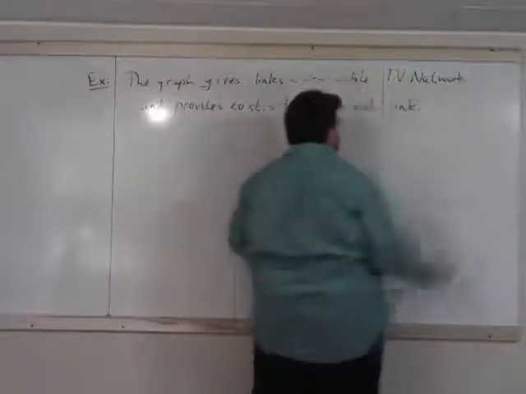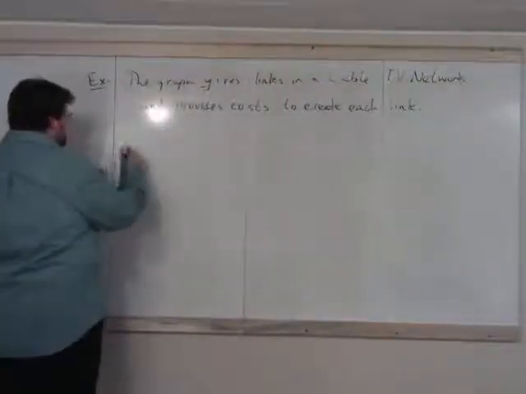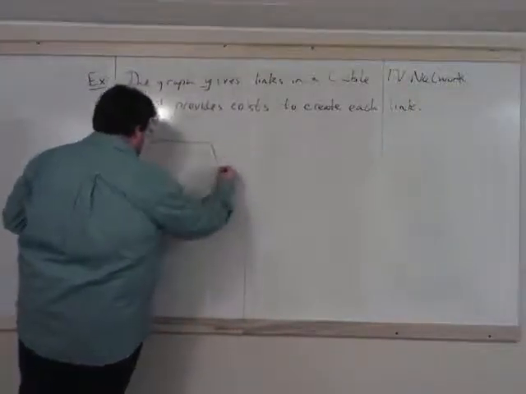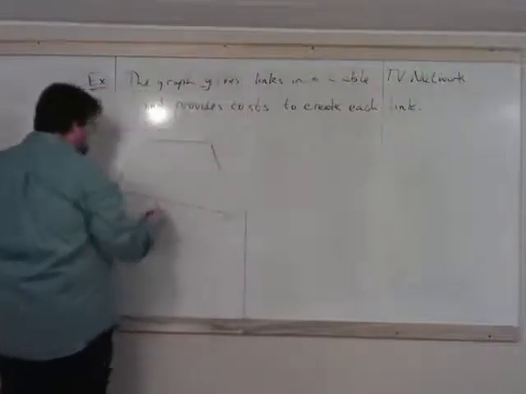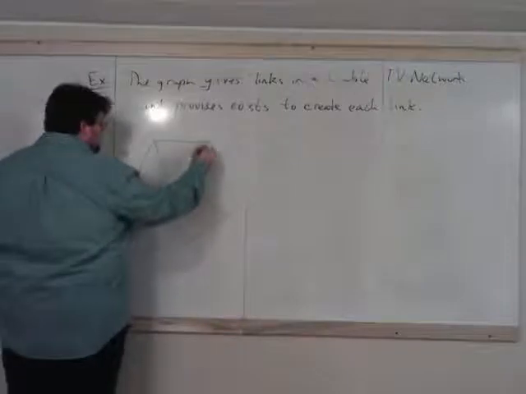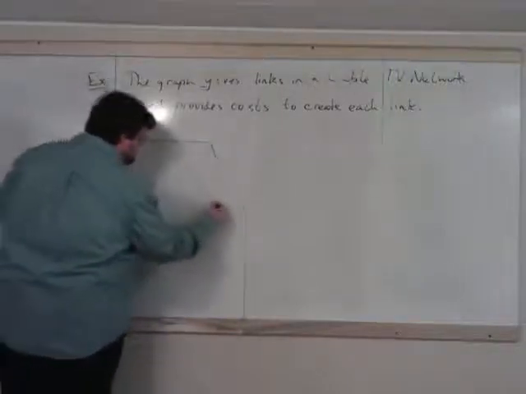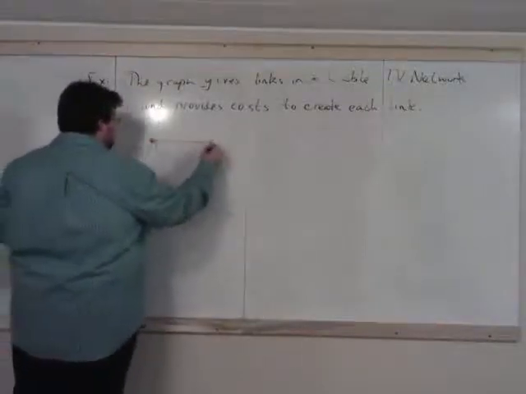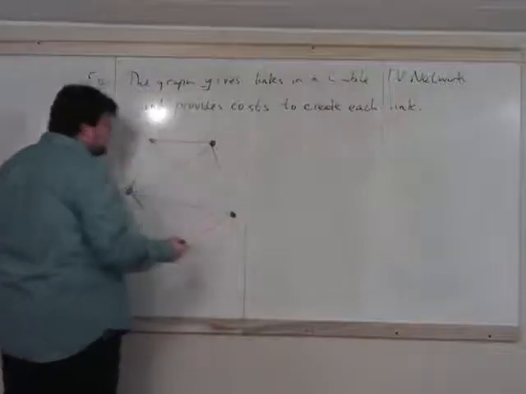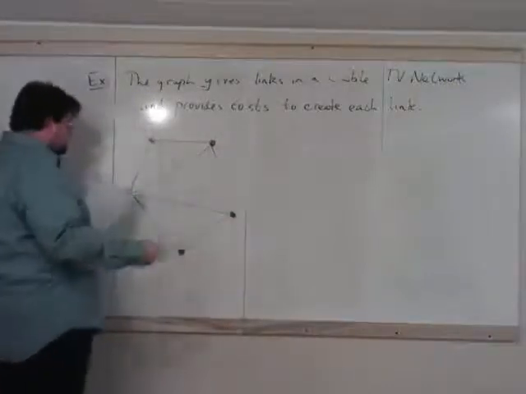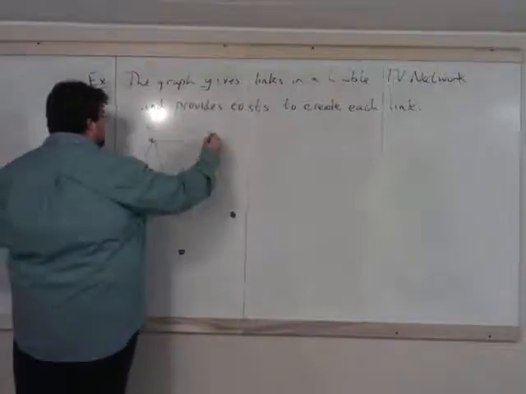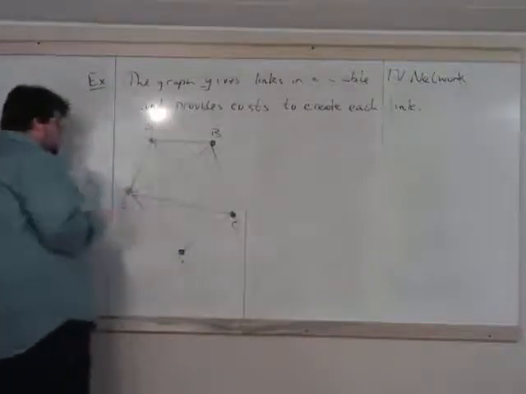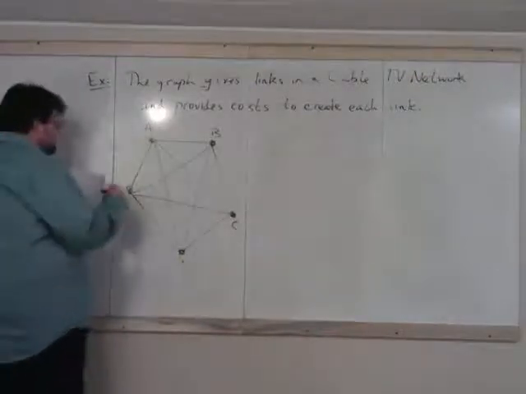This graph gives links in a cable TV network and provides costs to create each link. So let's get rid of that period. So right here, I'll draw it here. This is going to be illustrated by a complete graph because we can create links from any one port to another. Right here, we're going to have points where the cable can stream from one point to another. I don't know if stream is the right word for cable. Cable can connect from one place to another. So here's the graph.